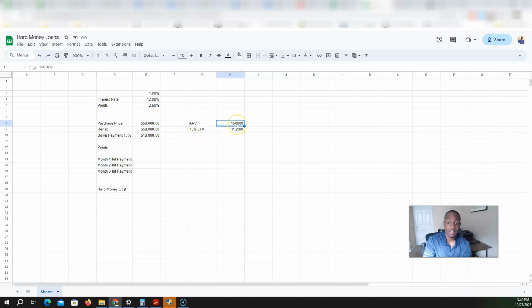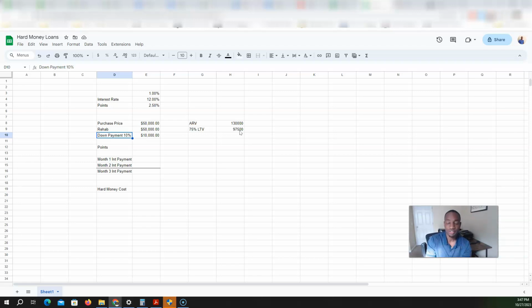But let's say the ARV is $130,000. Now, this changes the dynamic, because you need $100,000, but your lender is only offering 75% loan to value, right? So that's where your down payment requirement changes from 10% to 12.5%, because you're going to need to bring an extra $2,500 to the closing table in order for your lender to finance this deal.